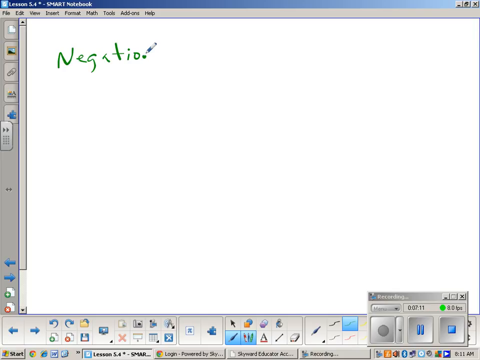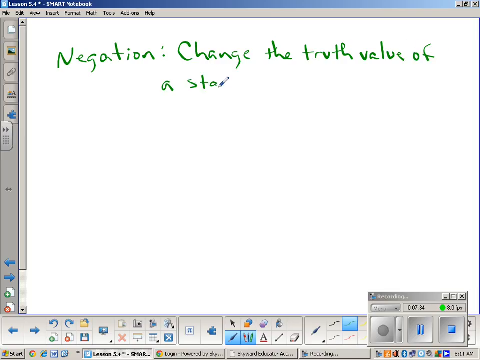Let's write the definition of the negation. Negation changes the truth value of a statement. Okay? So negation changes the truth value of a statement. And again, it's best to use not.